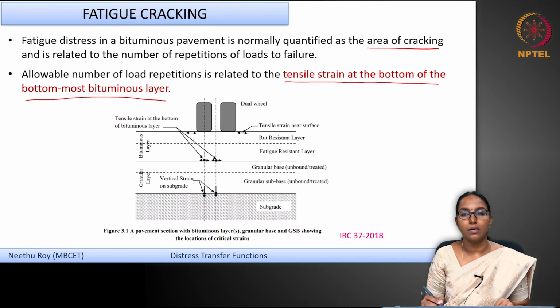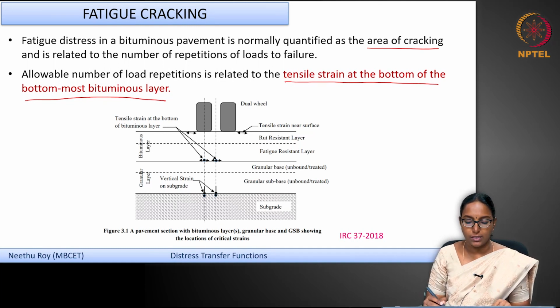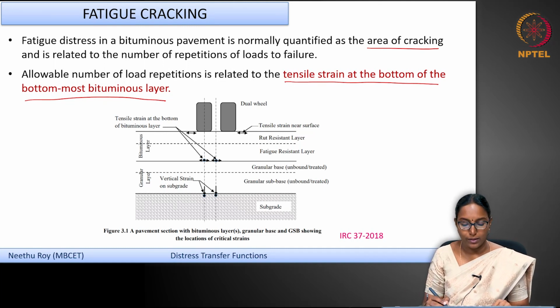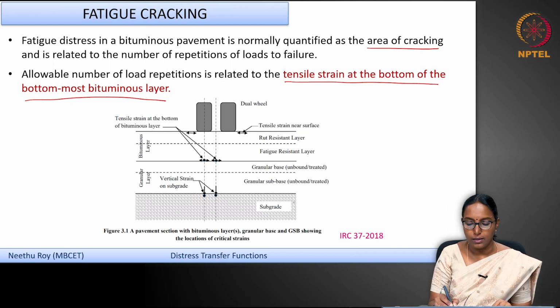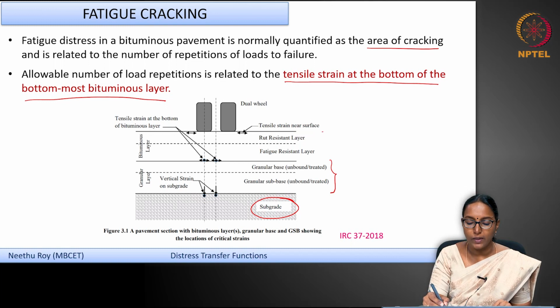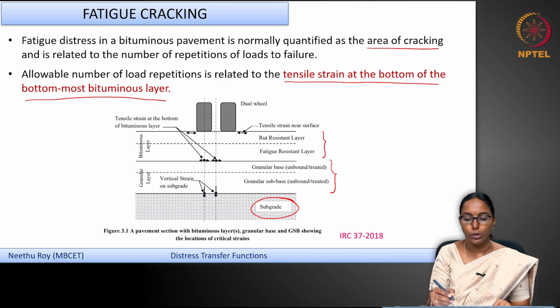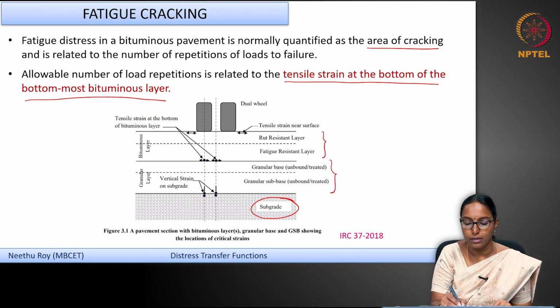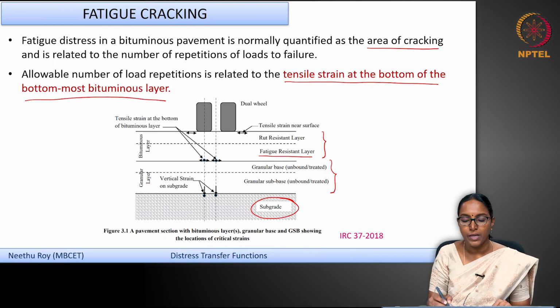So, this is a typical cross section of a bituminous pavement with granular base and granular subbase, taken from IRC 37/2018. As you can see here, the bottom layer is the subgrade, and the next layers are granular layers, which are your subbase and the base, and the top layers are the bituminous layers. You have two layers here. The bottom is termed a fatigue resistant layer, and the top one is termed a rut resistant layer.